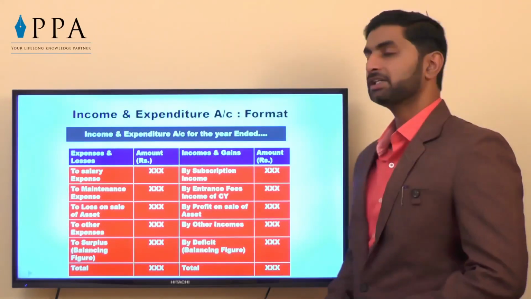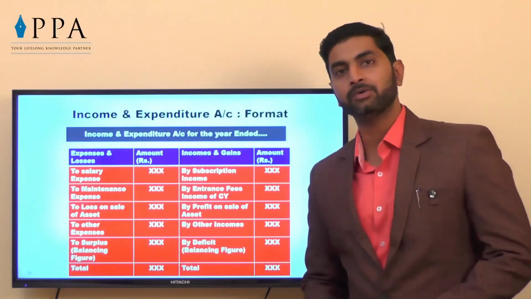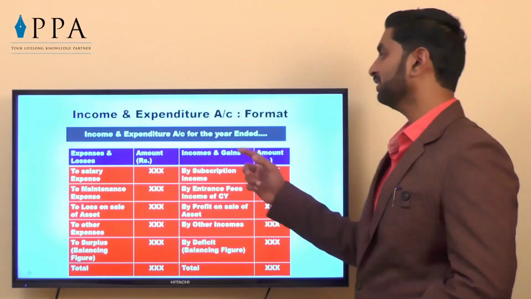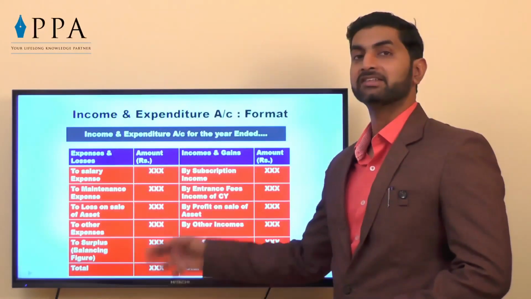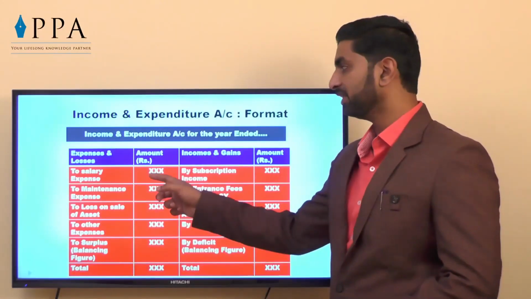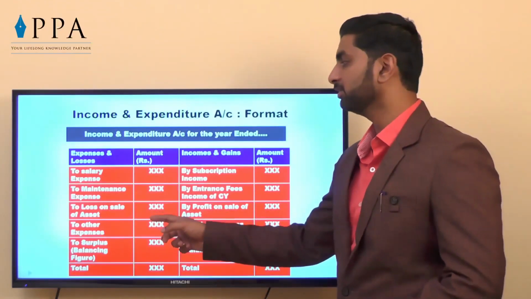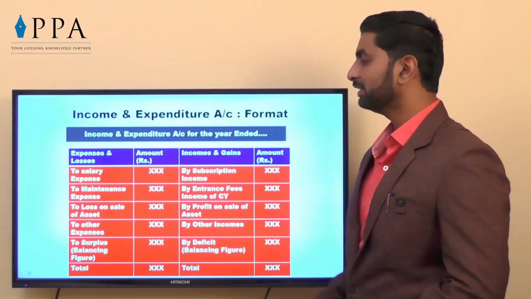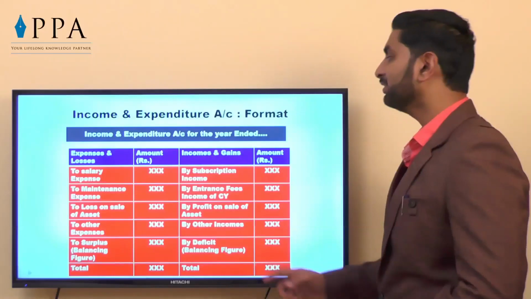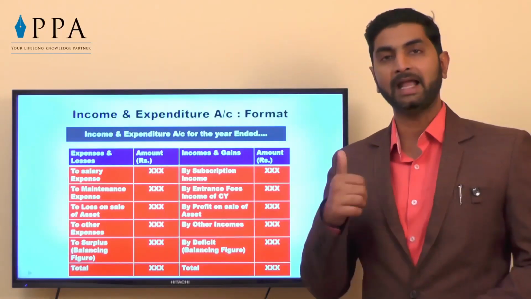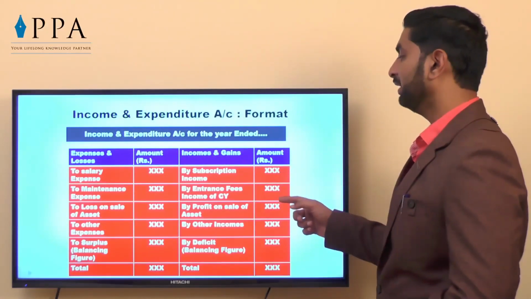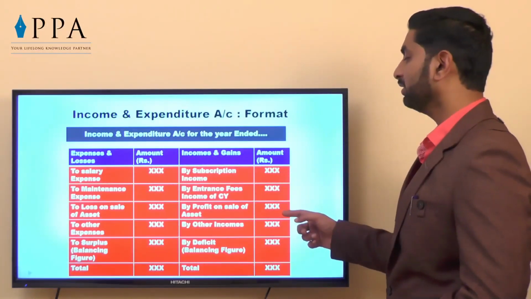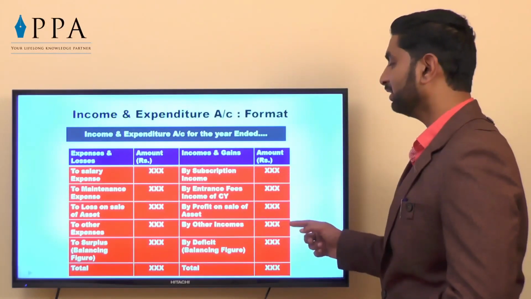Now income expenditure account, it's a nominal account, so debit all expenses and losses, credit all incomes and gains. It records all the expenses, that is paid plus outstanding: salary expense, maintenance expense, loss on sale of any asset, other expenses. While on the credit side, it records income, actual received plus receivable: subscription income, entrance fees related to current year, profit on sale of any asset, other incomes.